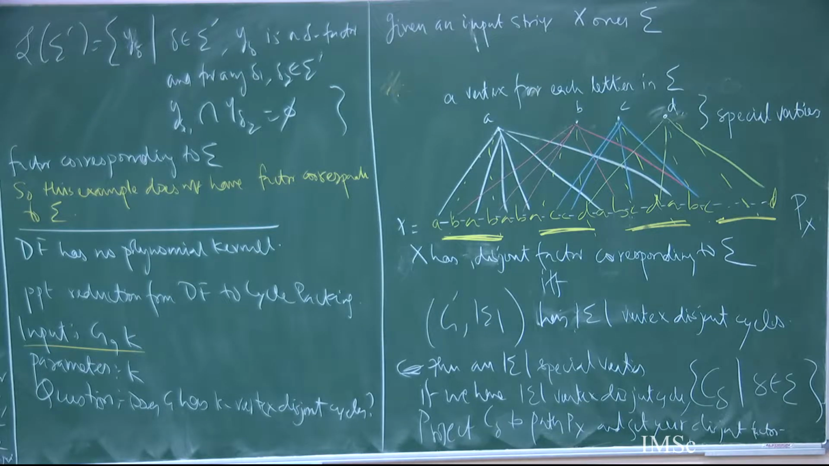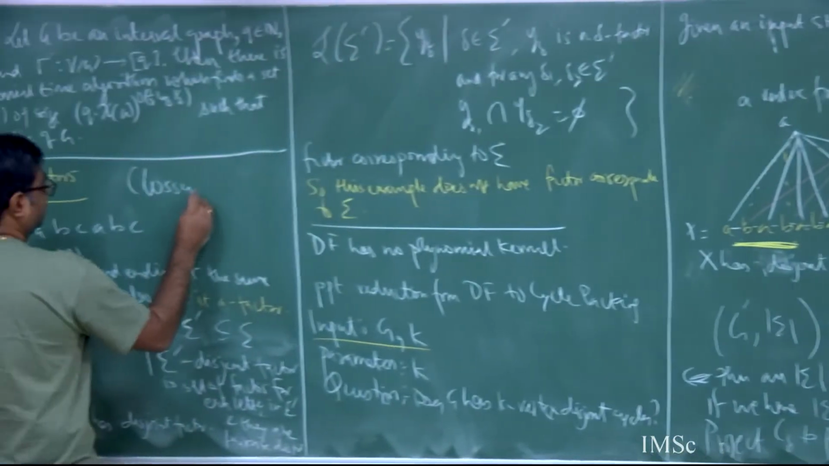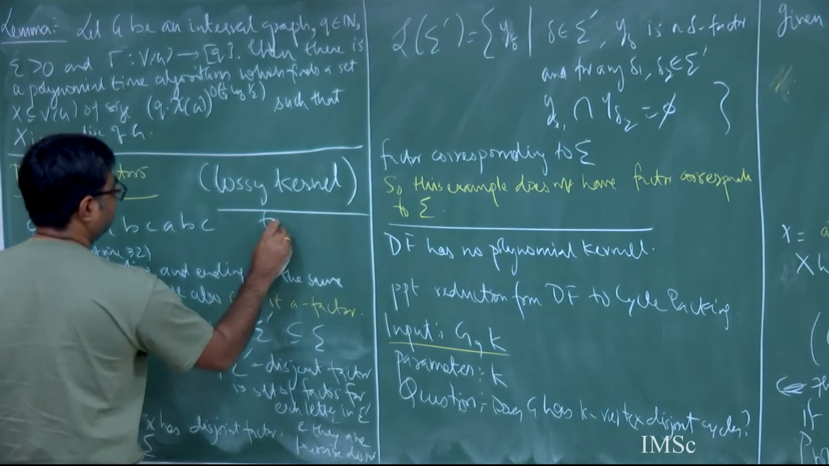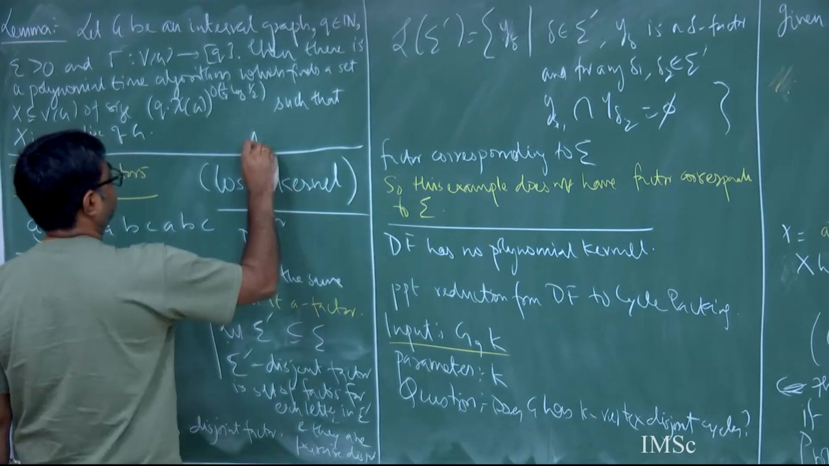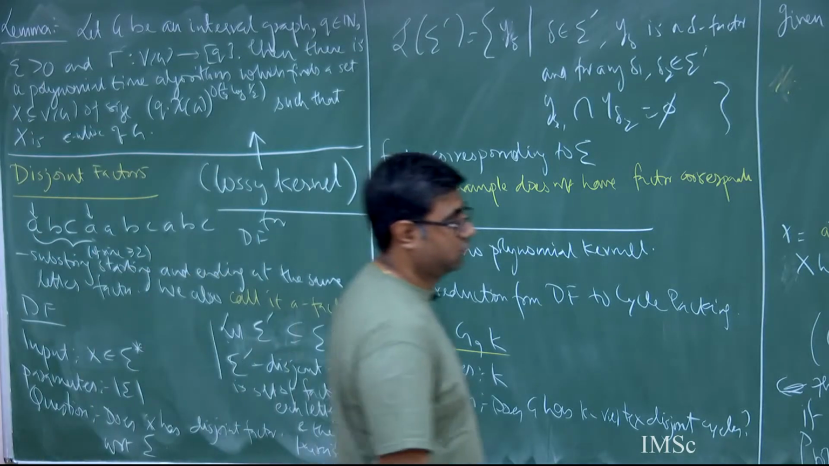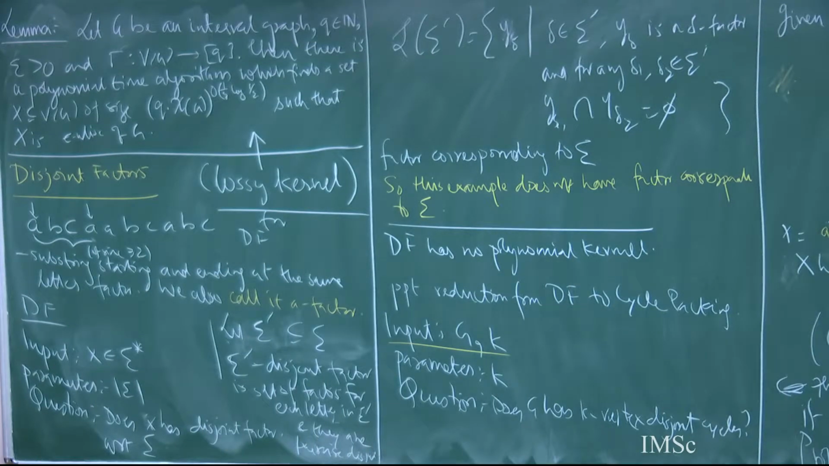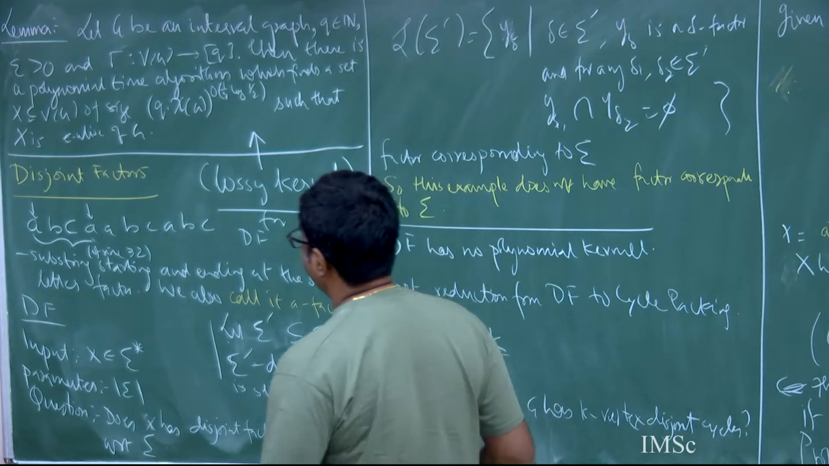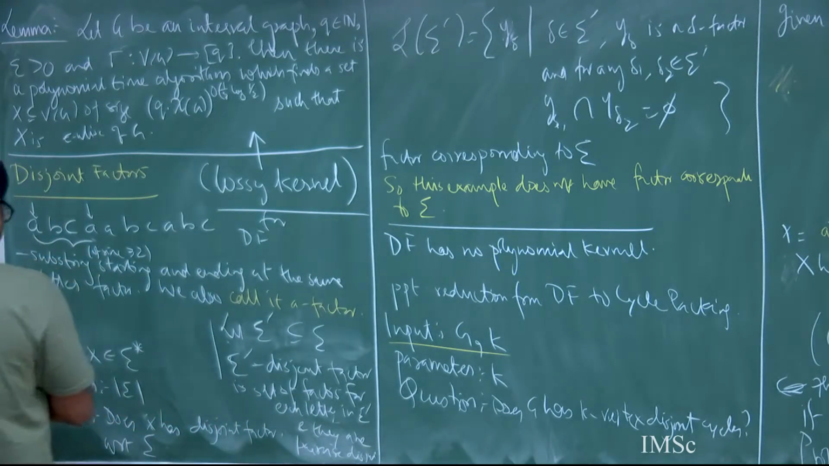Okay, fine. So what I am going to do is to give you a lossy kernel for disjoint factor, using this lemma, and if I have time, I will outline how we get to a cycle packing lossy kernel. Okay, but this is a decision problem.